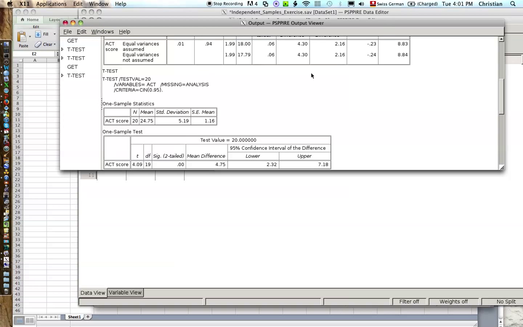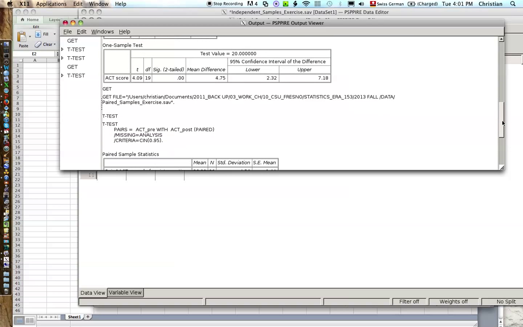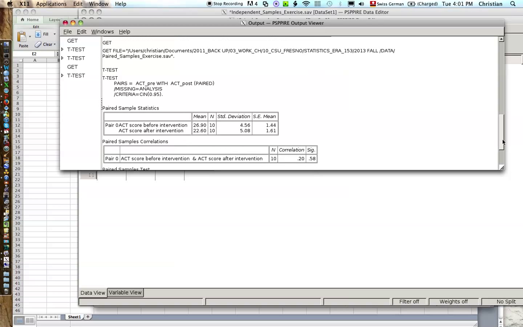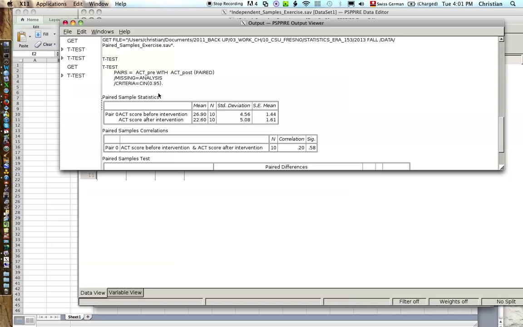And here in the output we get our answer. Again, the GET FILE, the code that shows where my data came from. And then the T-TEST PAIRS, and the two variables are ACT pre with ACT post. They're paired. And then again, missing analysis, and the criteria is 95%.